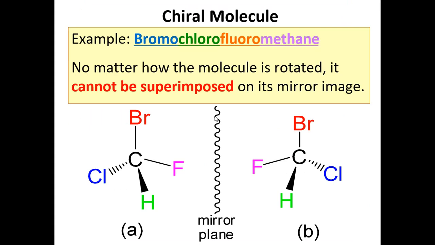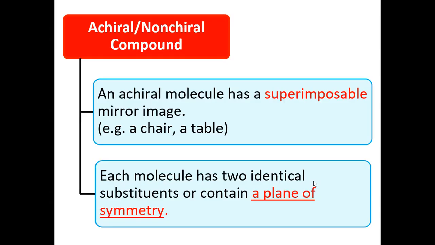Example here, we have bromochlorofluoromethane. In this structure, A and B are mirror images. They cannot be superimposed, and the atoms attached to the carbon are different: bromo, chloro, fluoro, and hydrogen are all different. It is a chiral molecule.